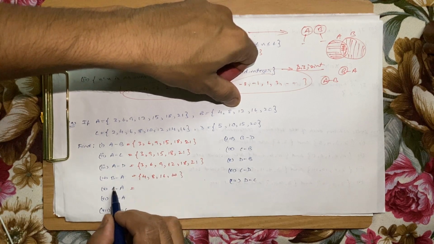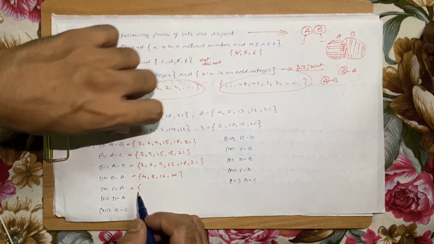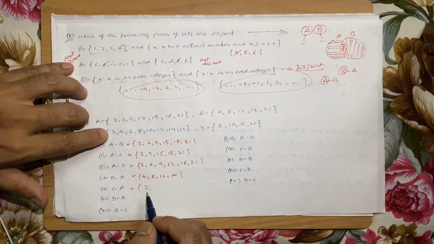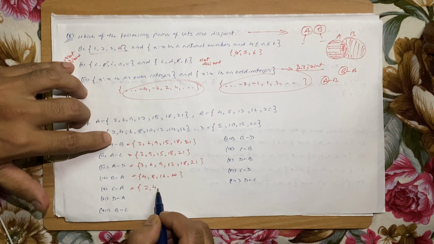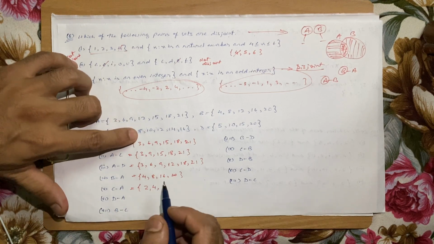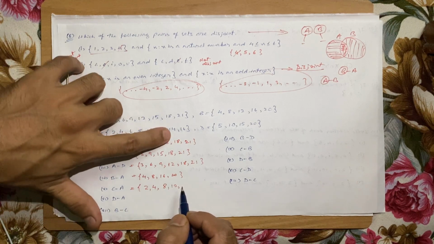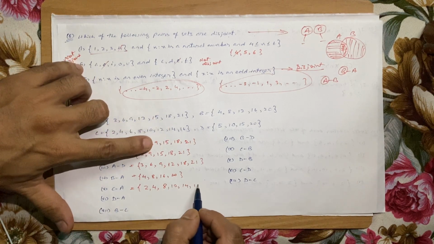Now C minus A, elements that purely belong to the set C and not to the set A. So 2 is not there in set A. Okay, I'll include 2. 4 is not there, I'll include 4. 6 is there, I'll not include 6. 8 it is not there. 10 is not there. 12 is there. 14 is not there, and 16 is not there.